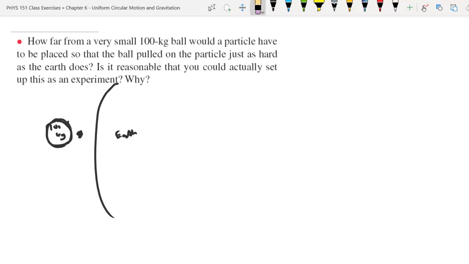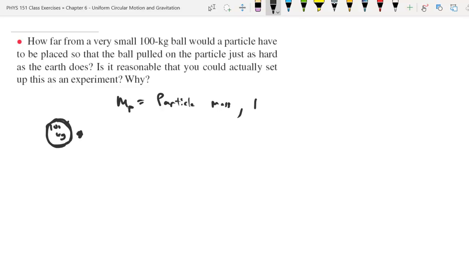So, let's see, the weight of it on Earth. Actually, let's give some subscripts here. I'll say MP is the mass of the particle. That's the particle mass. And then I'll say that M is our 100 kilograms, right? So I get M and MP.